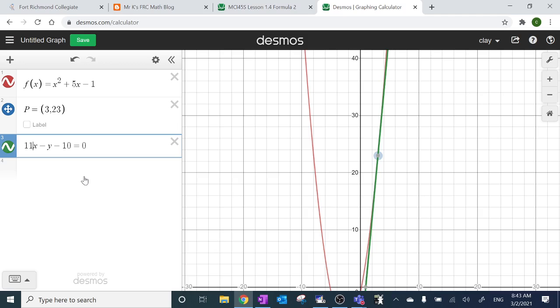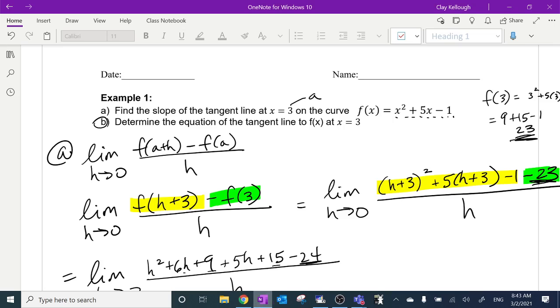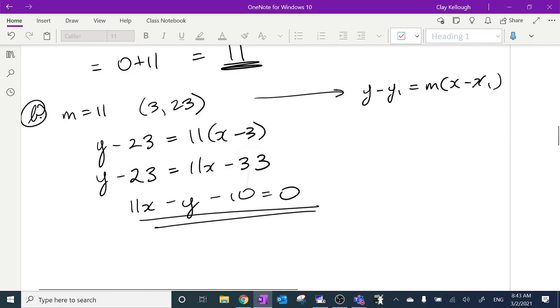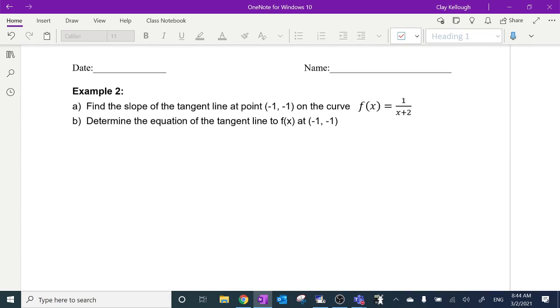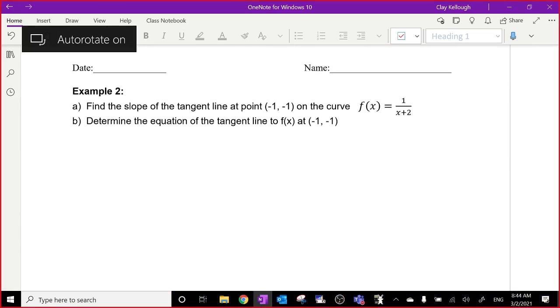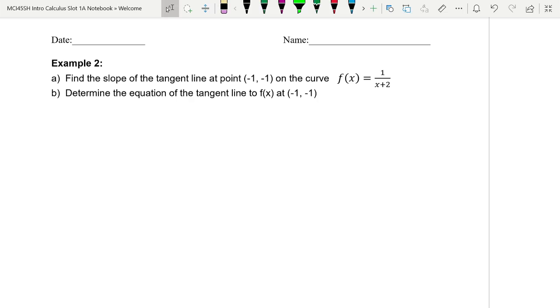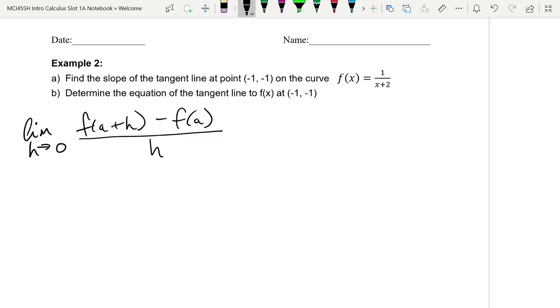So anyway, that's the technical stuff. Let's do another example. Like I said, they get tougher than parabolas. Let's do a rational one. Okay, so the formula is, let's write the formula again. The formula is the limit as h approaches 0 of f of a plus h minus f of a all over h.